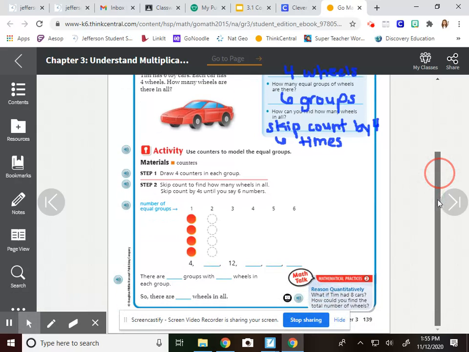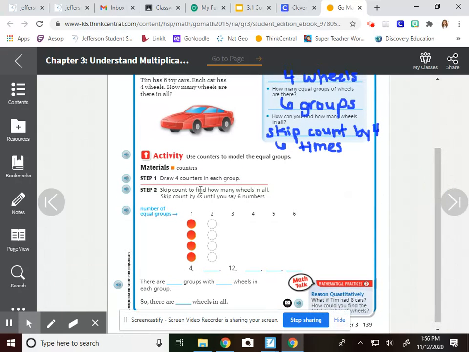Now the bottom of our page talks us through exactly how to do this. If you have counters in your math manipulative bag at home, you can use them now. If you don't, we're just going to draw the counters here anyway. So you can lay them out on your table if you have them. If not, we're just going to draw them here.